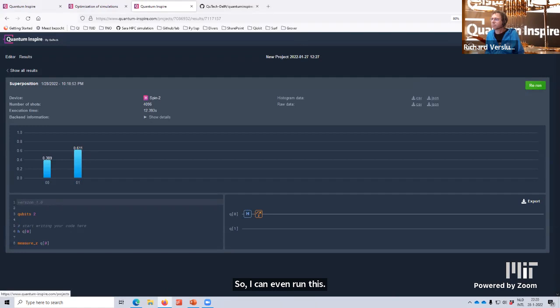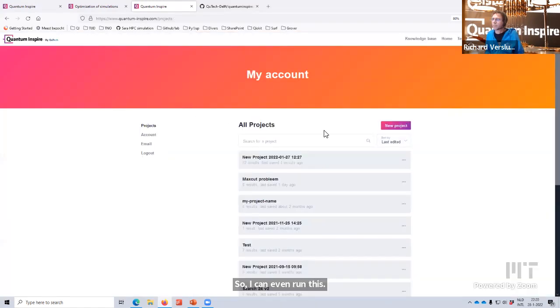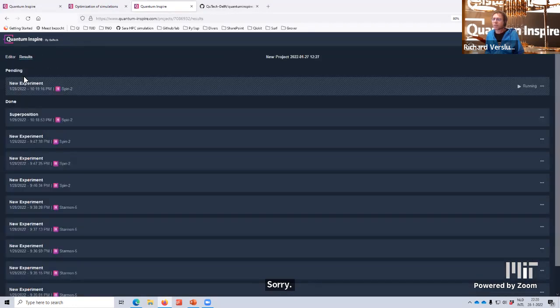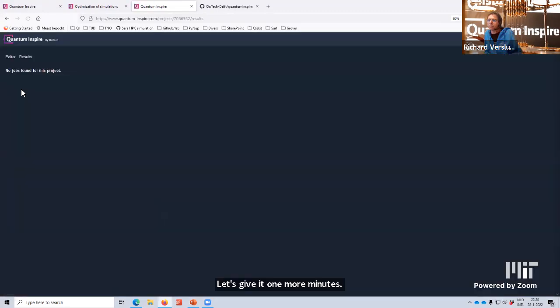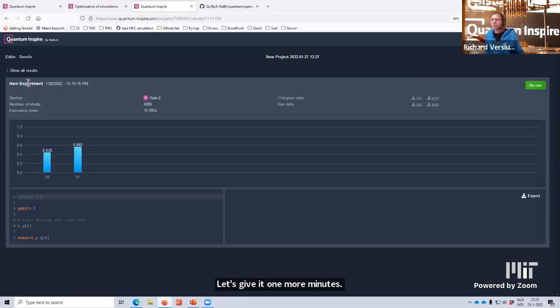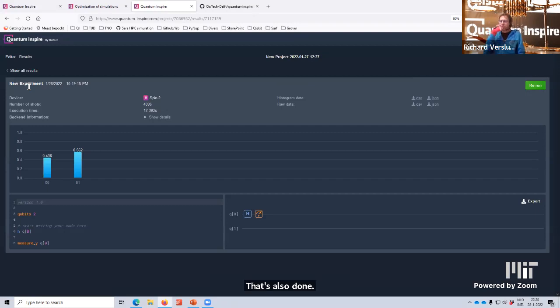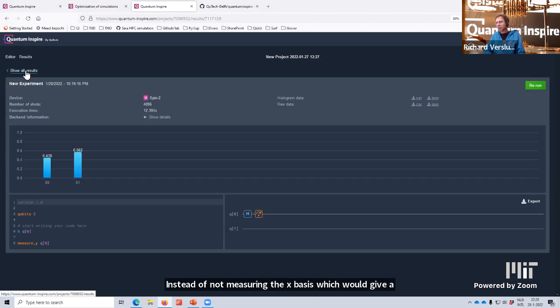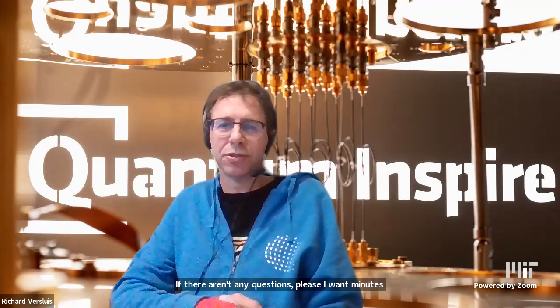Go to the project, results. The other one is now running. Let's give it 1 more minute. That's also done. So here you also see a superposition if you measure in the Y basis instead of measuring the X basis, which would give a different result. But if you measure in the Y basis, then you also get a 50-50 result on this backend. This is all I have to say in this short time. If there are any questions, please, I have 1 minute, I think, to answer some of those questions.